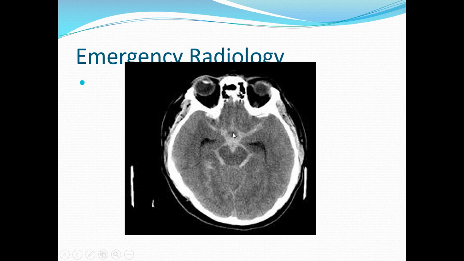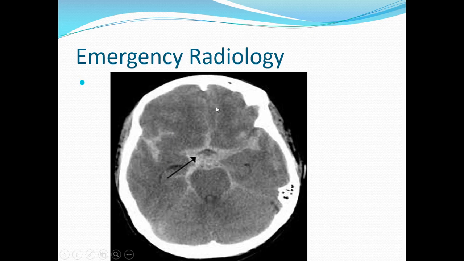Then you can see the hyperdensities in the basal cisterns and in the adjacent cortical sulci. This is a case of subarachnoid hemorrhage. Usually the subarachnoid hemorrhage is more clear. It is in the Sylvian fissure, in the cortical sulci, and in the basal cisterns, along the quadrigeminal, ambient, suprasellar, suprachiasmatic, all cisterns are involved, showing hyperdensity.